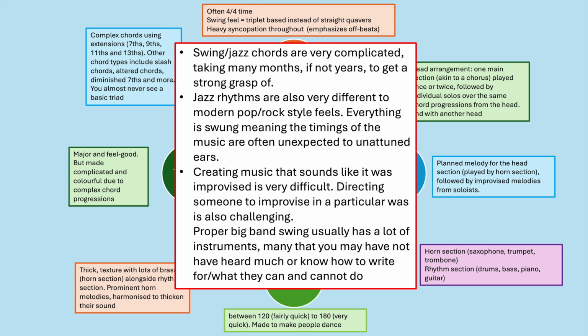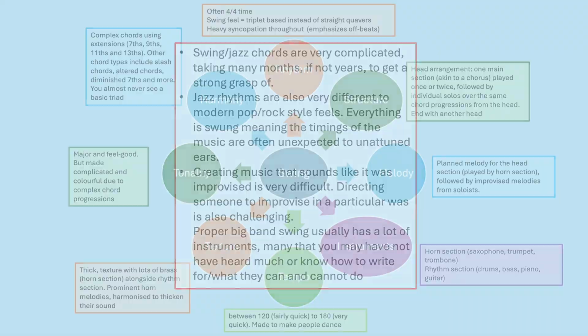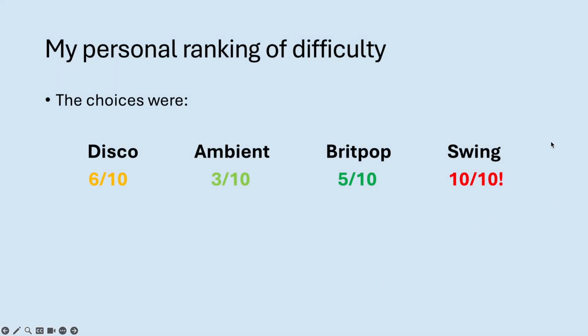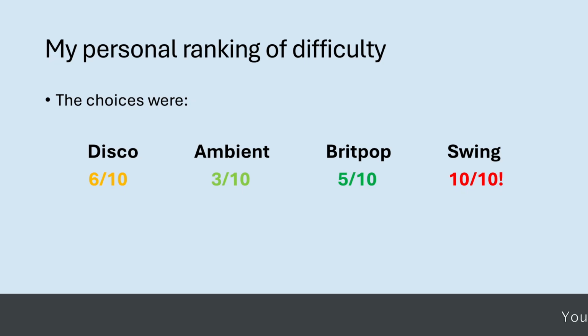And finally, I decided to rate the difficulty of the four genres in this exam series. I thought that ambient would be the easiest, mainly because it's so slow and so simple in terms of its elements. Britpop wouldn't be too difficult to write for, I don't think. Disco would be a step up from that. And swing would just be dangerously difficult.